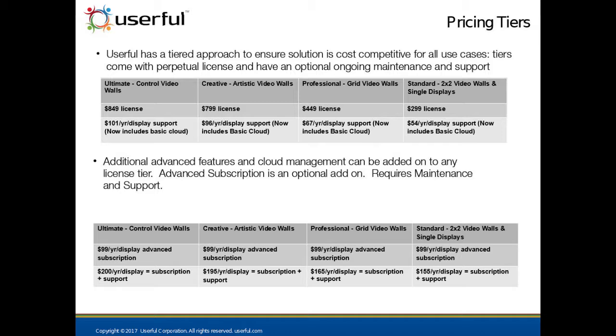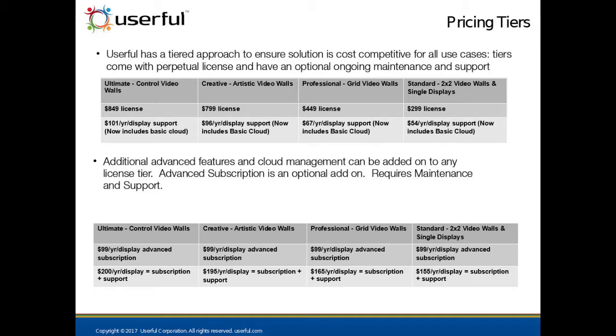Professional, which is the next tier up, supports grid video walls, and again, you can do up to 100 screens on this, but it's any grid video wall other than a 2x2. So if you've got a 1x3 or a 3x3, etc., that falls under grid video wall. It's just a 2x2 in landscape mode that's part of standard. Professional is $449 a license, and then $67 a year for support per display.